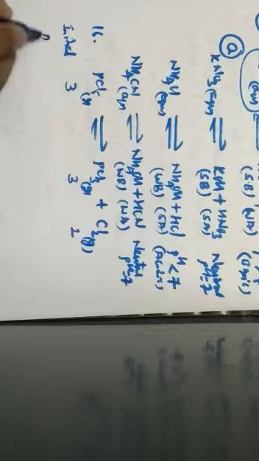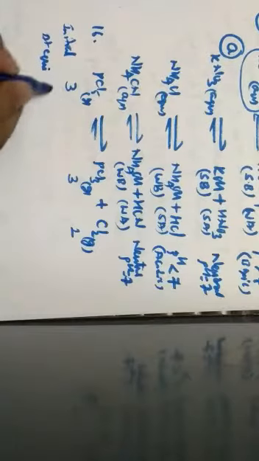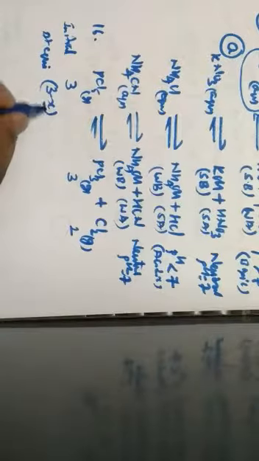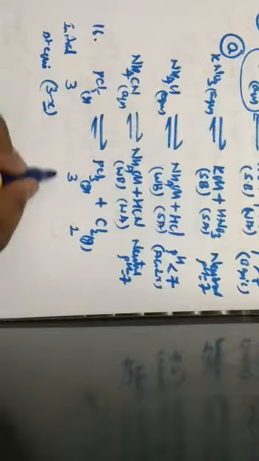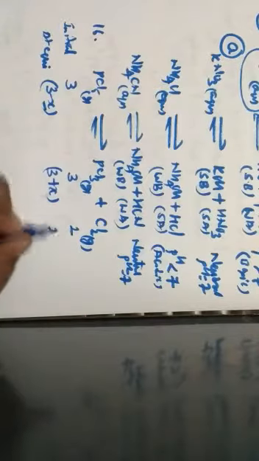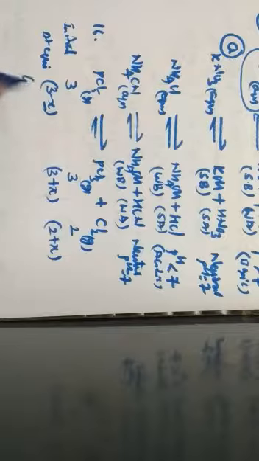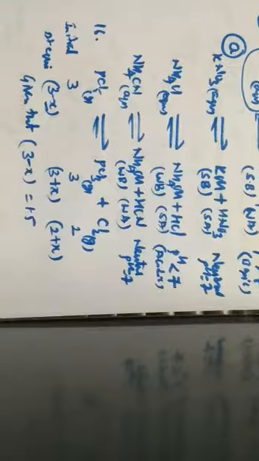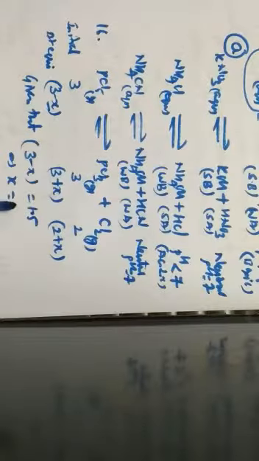And at equilibrium, I can write PCl5 as 3 minus x, where x is the amount of moles involved in the reaction. So PCl3 will be 3 plus x and Cl2 will be 2 plus x at equilibrium. It has been mentioned that at equilibrium the vessel has 1.5 moles of PCl5, that is, 3 minus x is 1.5 moles. So I can calculate that the value of x is equal to 1.5.